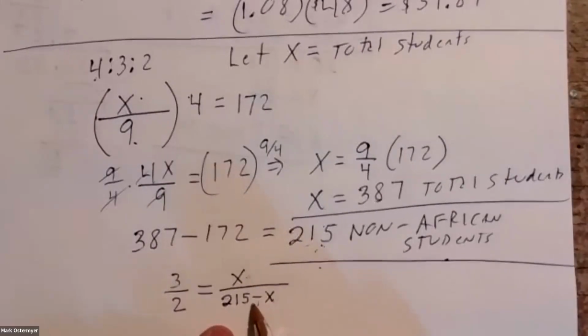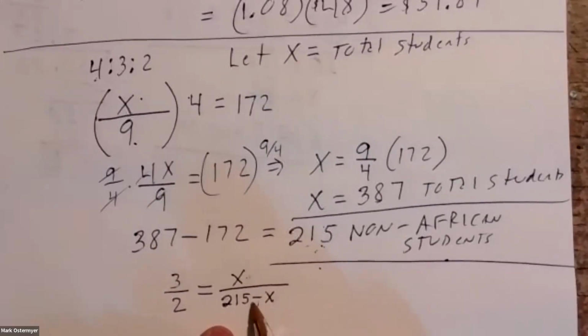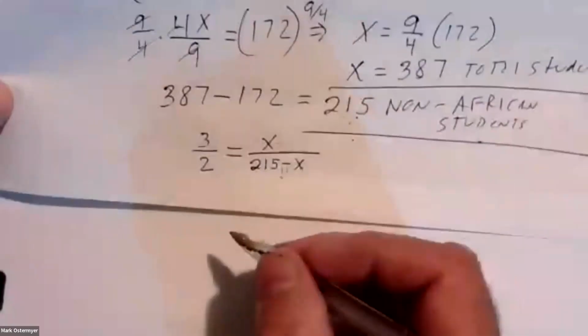We have to. Now they want to know how many more Asian students we would need, correct? To have a 2-to-1 ratio, right? Yes. First, we need to solve this for X though. So how do we solve this for X? We cross multiply, correct?